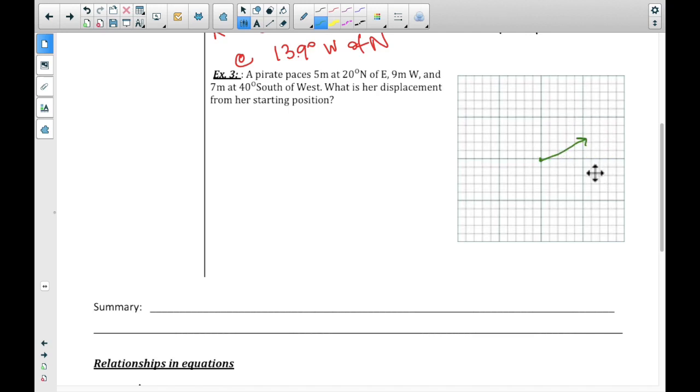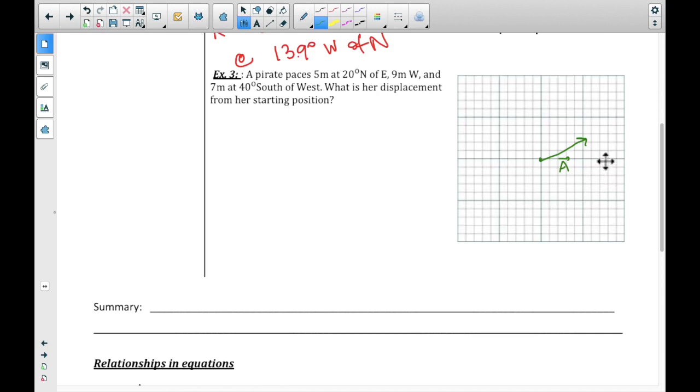Well, how big is 5 meters? I don't know because I'm on a diagonal, right? You could skew your axes. I'm not going to do that right now, but that would be an option. So I'm going to call this vector A so we can keep things straight. Vector A: 5 meters, 20 degrees north of east.